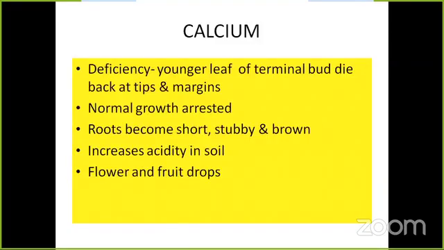Deficiency of calcium, what happens? The younger leaf of the terminal bud dies. It's called dieback of tips and margins. First the leaf edge will die, and ultimately the tip or the small young buds will die. So dieback will happen. Normal growth is arrested. Roots become short, stubby, and brown.